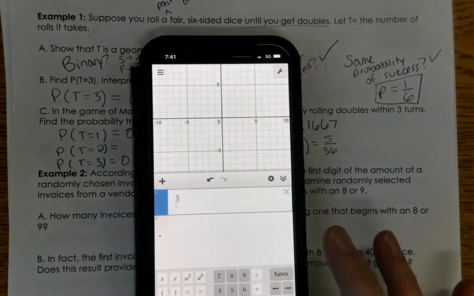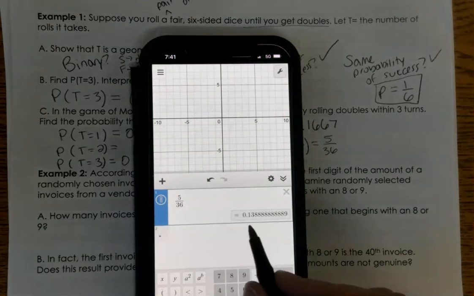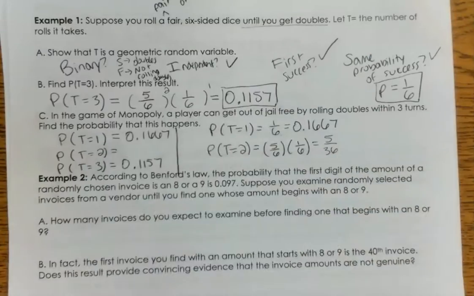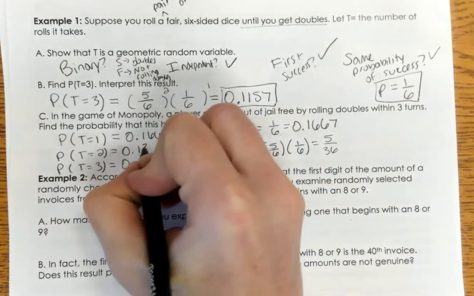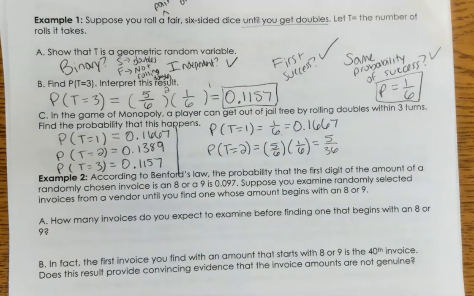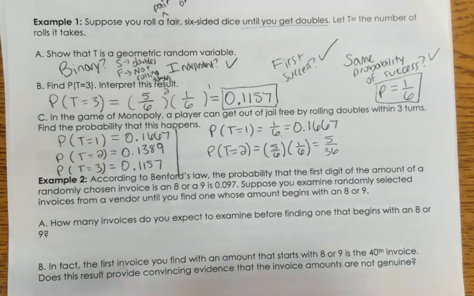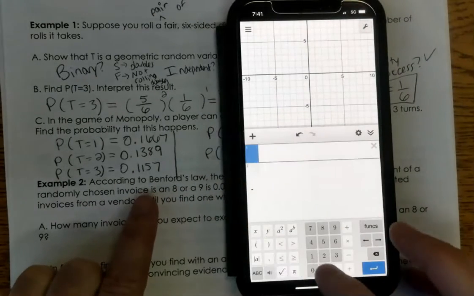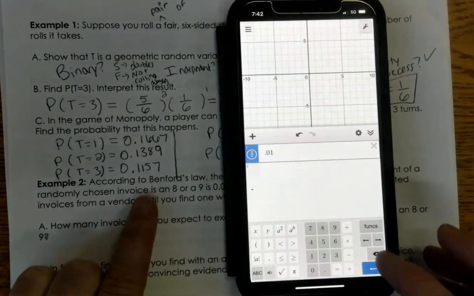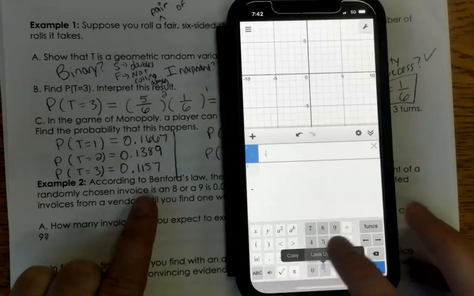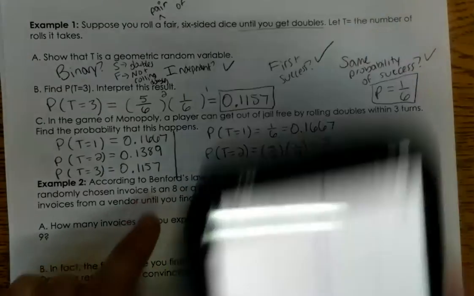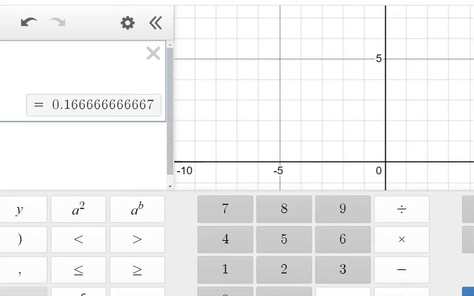Divided by 36, I get 0.1389. Alright, so I'm ready to add them all up and get my answer. 0.01, oops, already messed up. 0.1, oh my gosh. Alright, I'm just going to do it on that website.